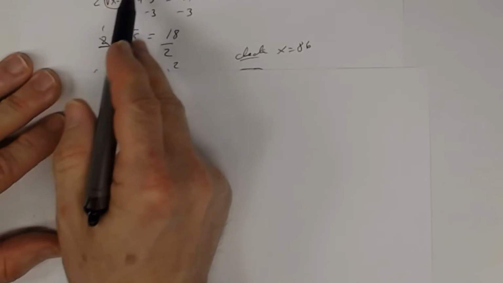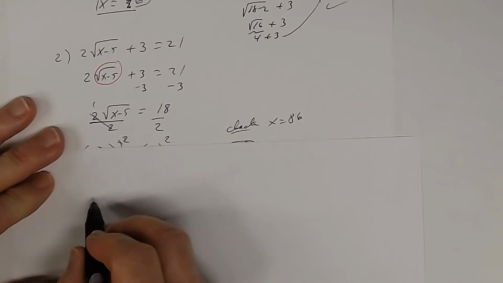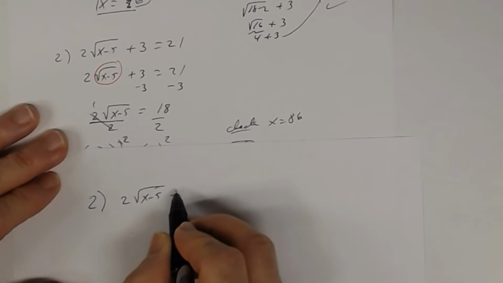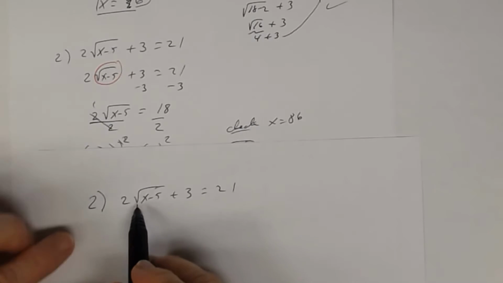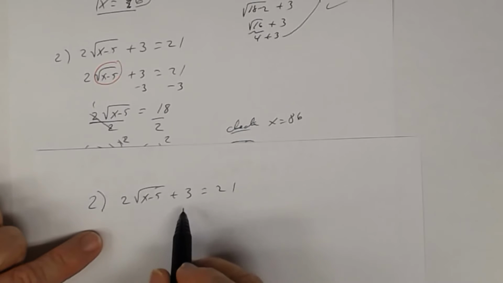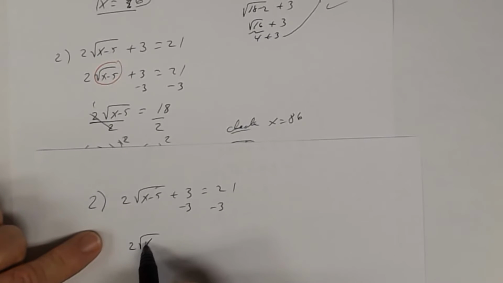All right, so let me go ahead and look at number 2 again. So we have 2 times the square root of x minus 5, plus 3, equals 21. So remember, the first thing you're going to do is isolate this radical term right here. So you're going to subtract 3 from both sides. And so I get 2 times the square root of x minus 5 is equal to 18.